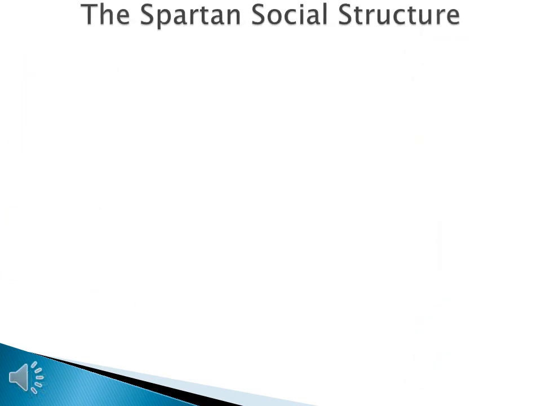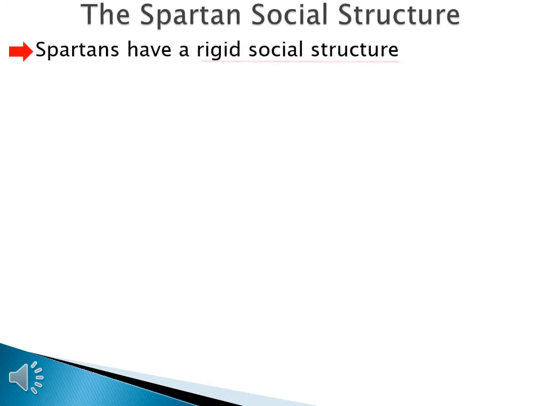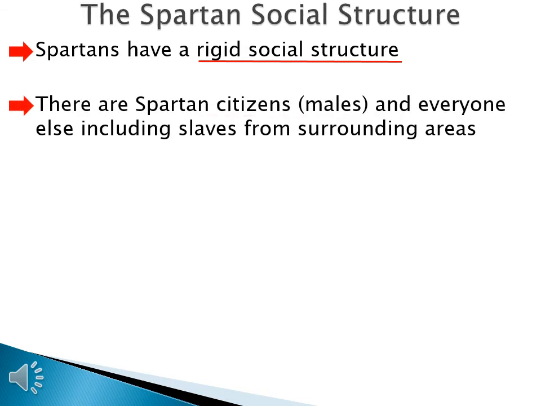So let's travel those 90 miles and see what the social structure is like in Sparta. It's not as complicated. Spartans have a rigid social structure. There are Spartan citizens who are males, and everybody else, including slaves from the surrounding areas.